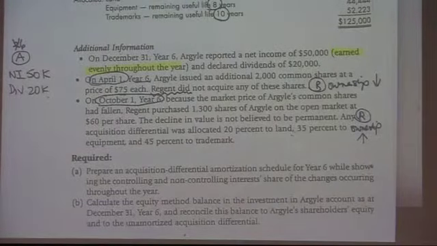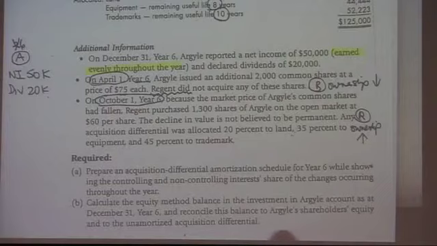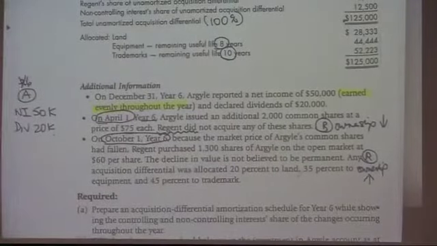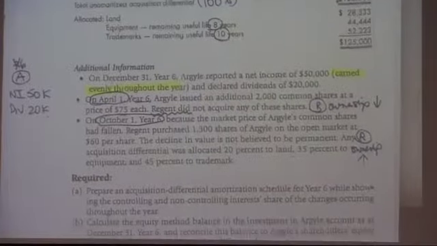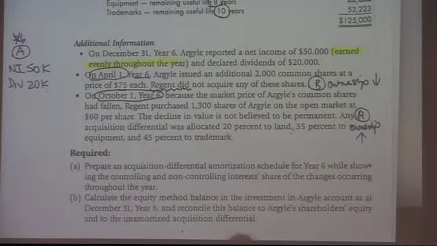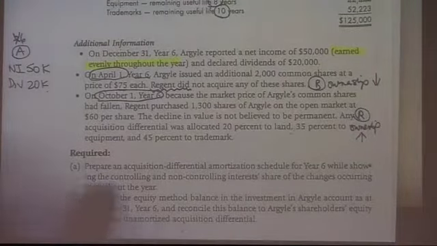For part B, it's asking us to calculate the equity method balance in the investment in Argyle's account at the end of the year. And what we're going to do is reconcile the Argyle shareholders' equity to the unamortized acquisition differential, much similar to what they did up here in the question, except we're doing this for year 5. So it's a very complex question, I will admit to you, and you'll see in a minute the puts and takes of the analysis.